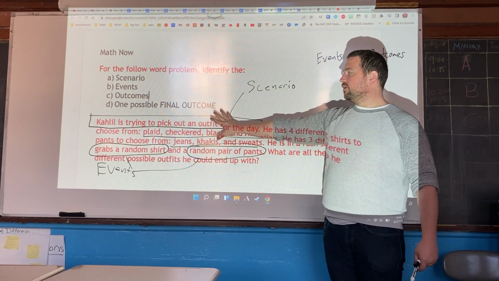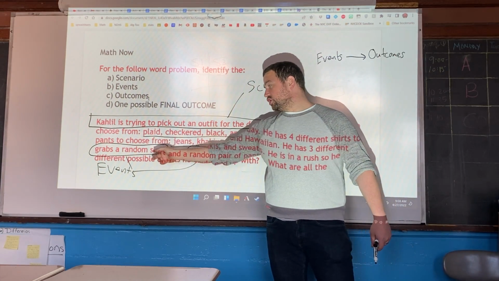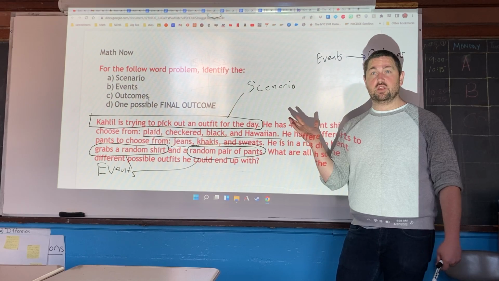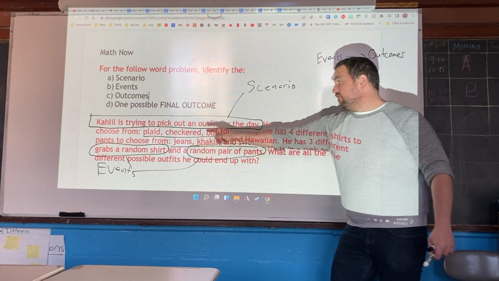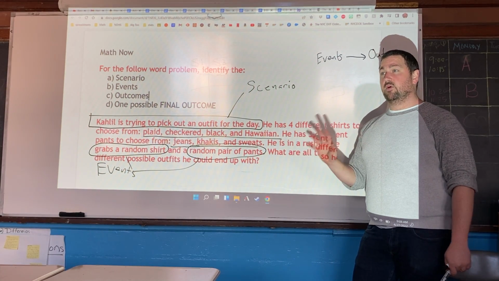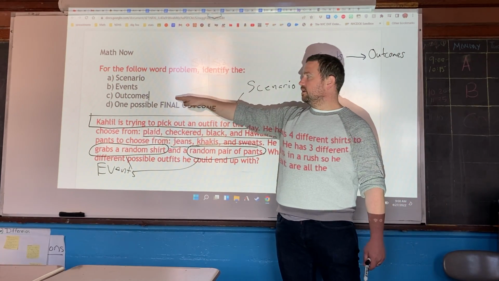So we have this scenario. Let's try to figure out an outfit for the day. It has 2 events, grabbing a shirt and grabbing a pair of pants. He's not making a choice, actually. He's like, I'm just grabbing stuff. When he grabs a shirt, there are 4 possible outcomes. When he grabs a pair of pants, there are 3 possible outcomes. That's A, B, and C.